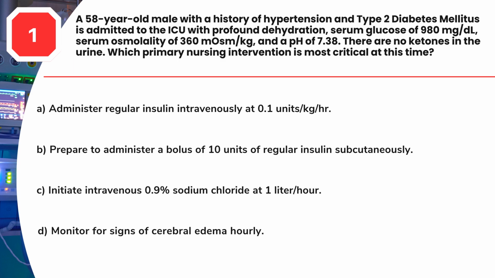Question 1. A 58-year-old male with a history of hypertension and type 2 diabetes mellitus is admitted to the ICU with profound dehydration, serum glucose of 980 mg per deciliter, serum osmolality of 360 mosm/kg, and a pH of 7.38. There are no ketones in the urine. Which primary nursing intervention is most critical at this time?